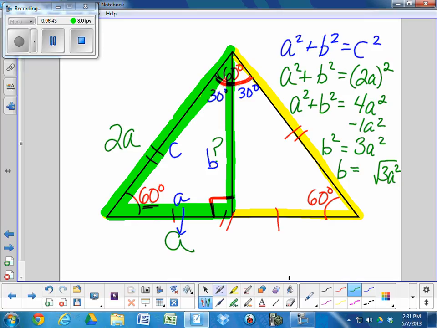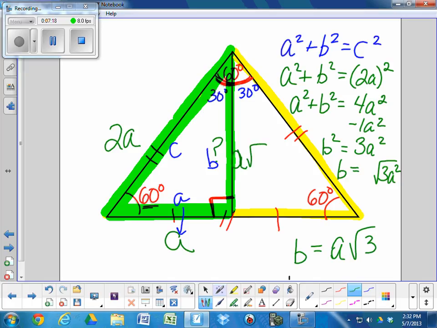So B is equal to the square root of 3A squared. That's not what I'm going to write in this diagram. What am I going to write? Can you square root 3 nicely without a calculator, without decimals? Then leave it as root 3. Can you square root A squared? It's A. So B is equal to A times the square root of 3. That's the length.